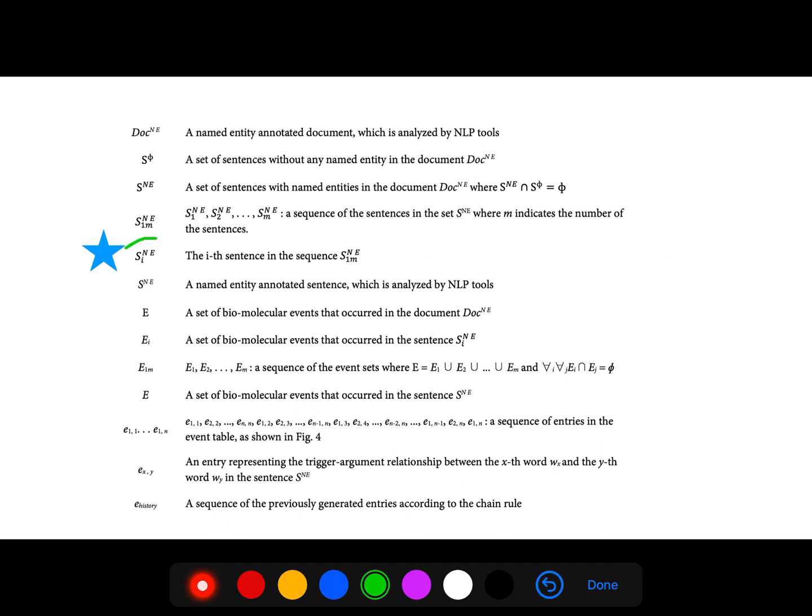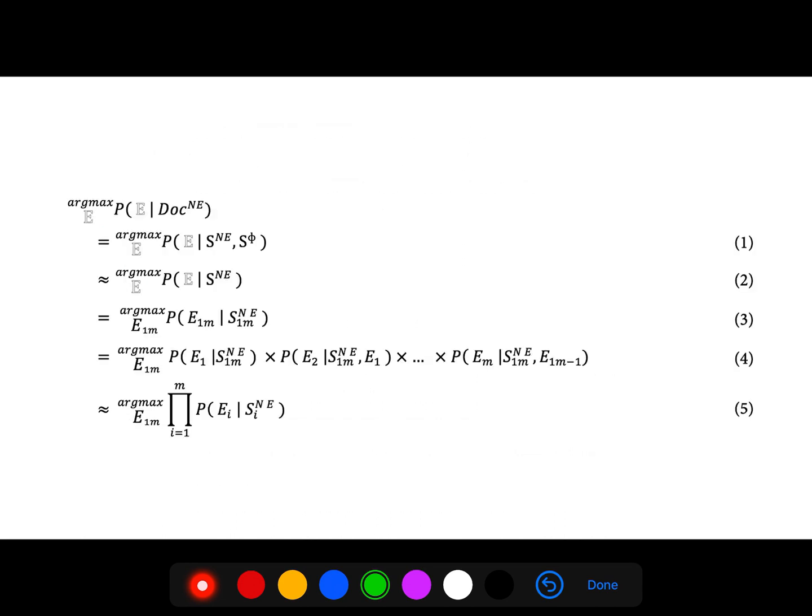So when we say S sub I and E sub I, it means the I-th sentence in the sequence. We want to maximize the probability of the events given the document. So what can we do? We say what is the probability of event 1 conditioned on S1, the probability of event 2, and so on. But we can simplify this because this one is very complex: we just condition on the first one, because this is just an approximation. We don't need to be exact, we approximate the problem.